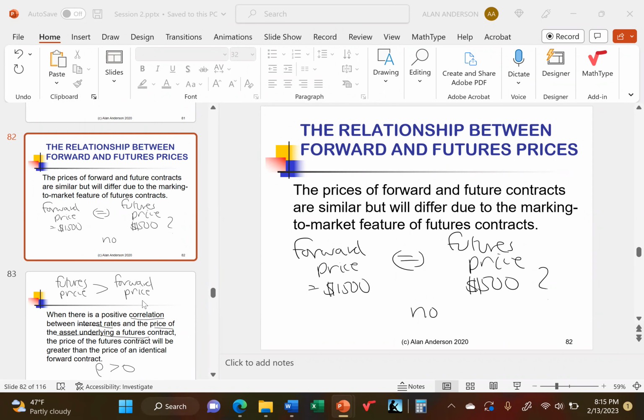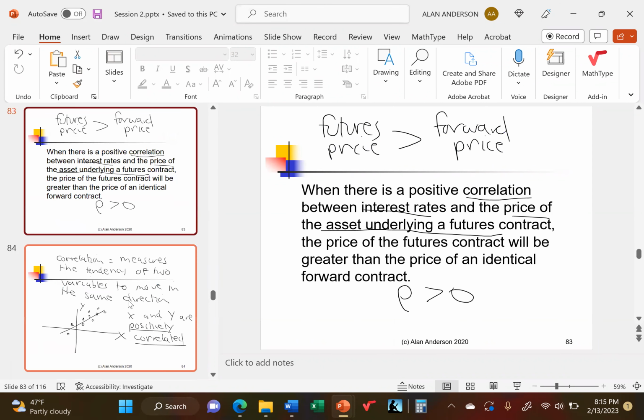So how do we know which is which? First of all, it comes down to what the asset underlying these contracts is. That really is what determines this relationship. So here's the way to think about it. Some assets, their value increases when interest rates go up. And in other cases, it's the other way around. So let's say, for example, this is some asset that benefits from rising interest rates.